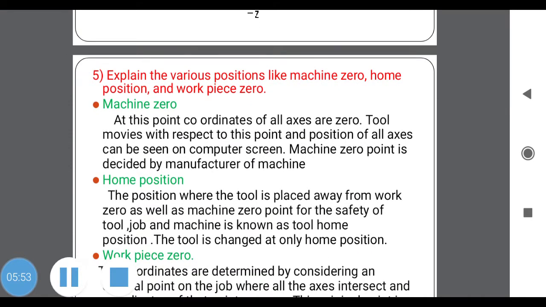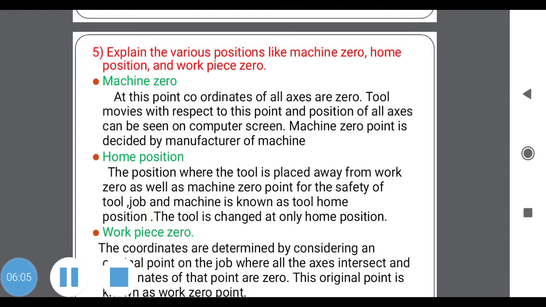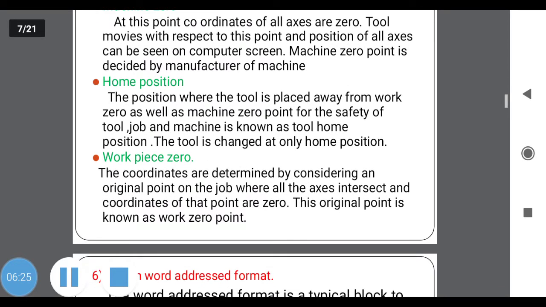Next one is to explain the various positions like machine 0, home position and workpiece 0. What are the machine 0 position, home position and workpiece 0 position? The first one is the machine 0 position. At this point the coordinates of all axes are 0, which means the machine is at the 0 position. The tool moves with this point and the position of all axes can be seen on the computer screen, so we can easily monitor. Machine 0 point is decided by the manufacturer of the machine.